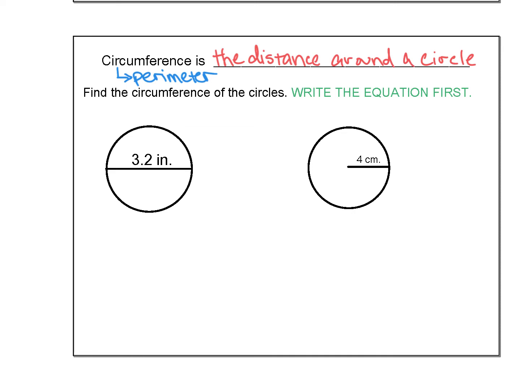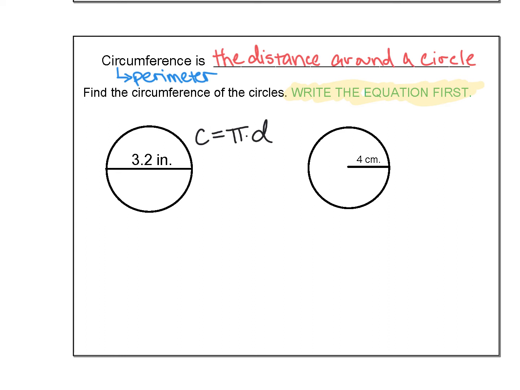All right, so we're going to find the circumference of these circles. And I wrote this really important note right here about writing the equation first. Okay, as we get into our harder problems, writing the equation first is an important step in knowing what to solve and how to find things. So let's take a look at this. Now remember, our formula for circumference of a circle is C equals pi times diameter. Okay, that's the formula for finding circumference of a circle, the distance around a circle.